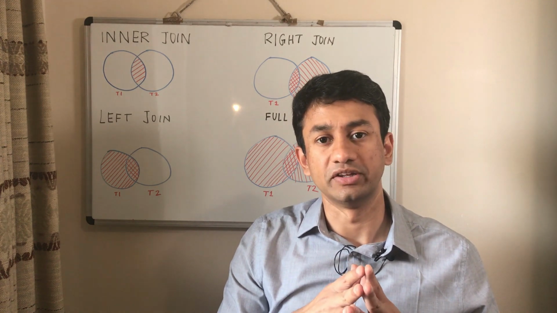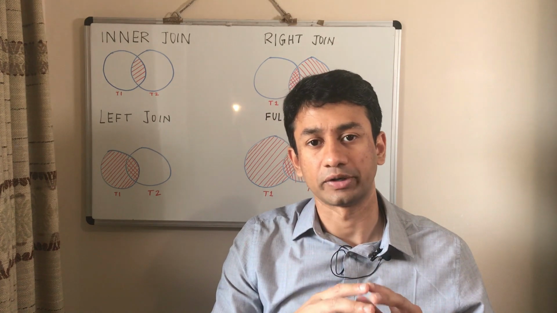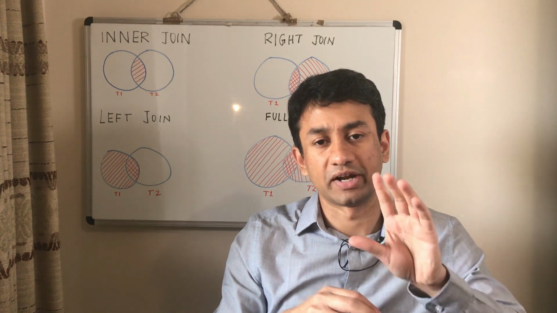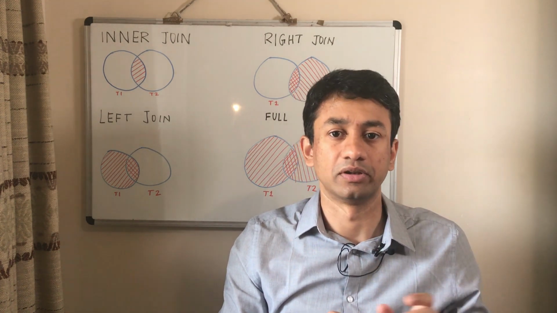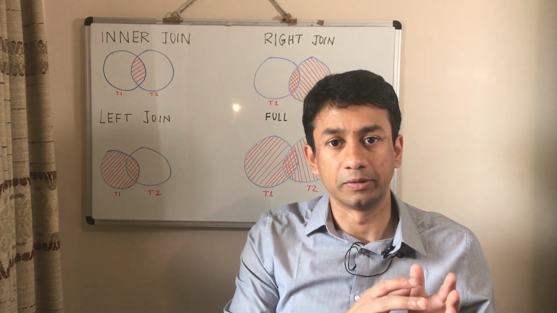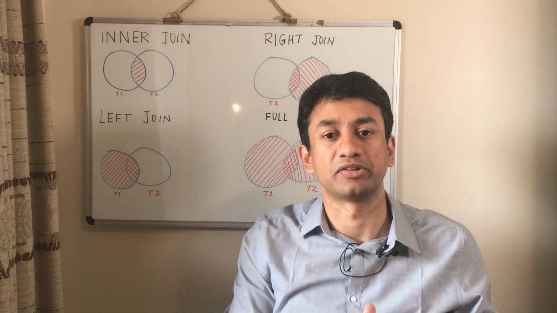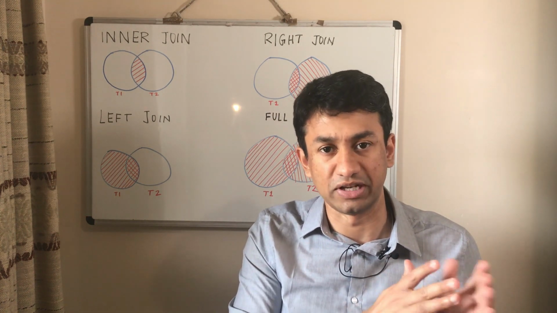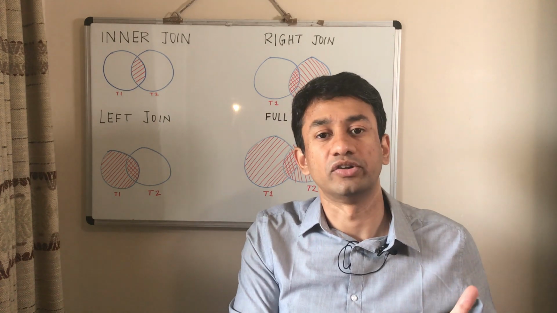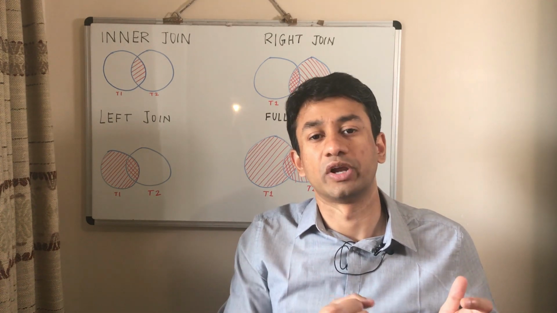The next one is the left join. As you see here, in the left join, whatever data is given in the first table, which you can call the left hand side table or the first table, would all come up. For all the records present in the first table, T1, if a matching record is found in the second table, T2, all those matching records would be fetched.